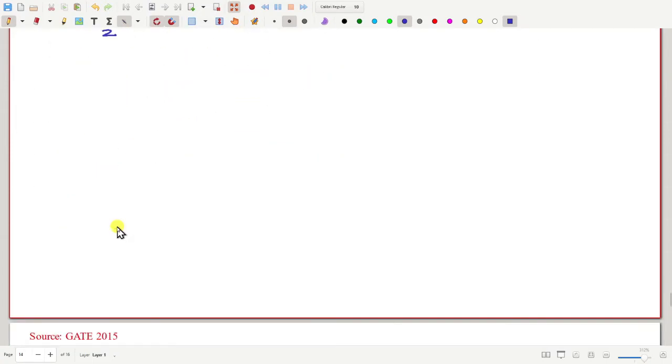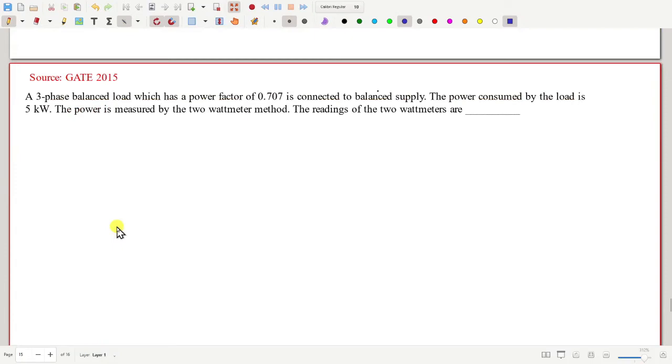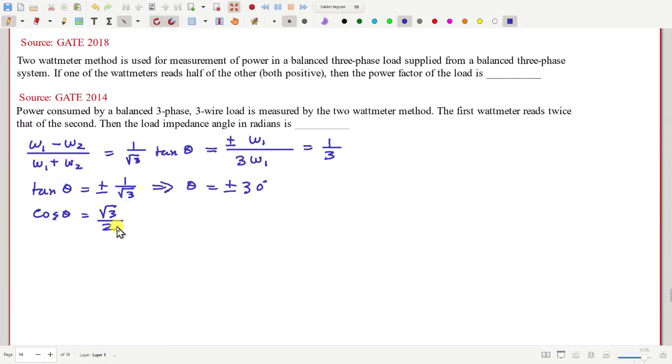Fine. So... Sir, but it asked the angle. Pardon? The question asked the angle only. Oh, the question asks the angle. Okay, yeah, then plus or minus 30 degree. That's the answer.